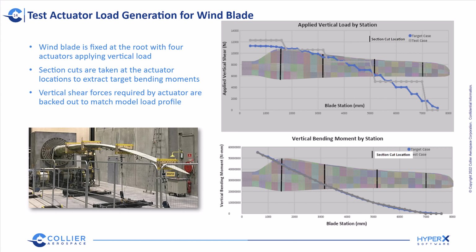So we created section cuts at each of the four actuator locations and used the PVM loads to extract the target bending moment, and then used that target bending moment to back out a corresponding vertical shear load to enforce by the actuator. And you can see by the plots here how well that worked.